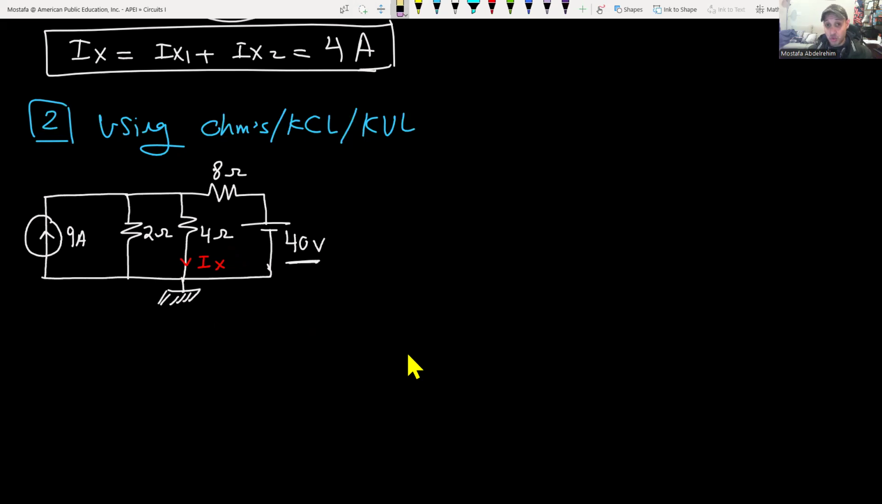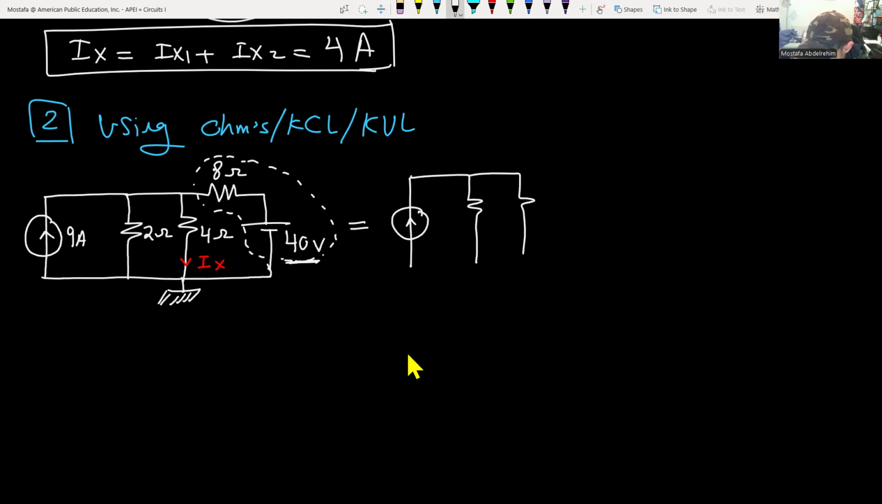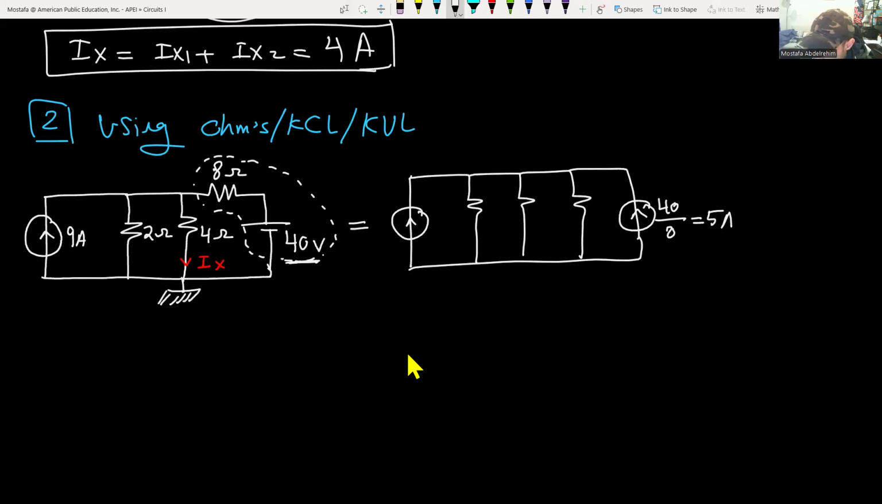The best way here is to convert again the 8 ohm and the series 40 volt into a current source. I'm going to show you why now. So we have here the 9 amperes, the 2 ohm, the 4 ohm, then the 8 ohm and the current source that comes from the conversion. This current source will be 40 divided by 8, which is 5 amperes. And here we have 9 amperes. This is 2 ohm, 4 ohm, and 8 ohm. Remember, we need Ix here.